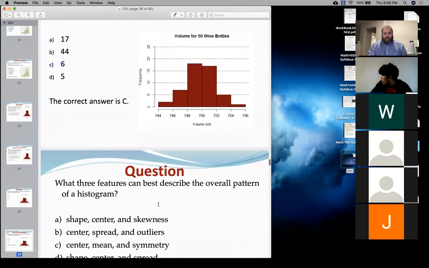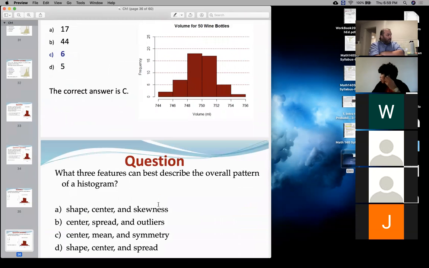So which 3 features can best describe the overall pattern of a histogram? Shape, center, and skewness, center, spread, and outliers, center, mean, and symmetry, or shape, center, and spread. I'm going to type go here, and when I hit enter, you're good to go. 5, 4, 3, 2, 1. Go for it. So I see an A, I see a bunch of D's, I see a few A's, I see a lot of D's from this one person. So the answer is D, shape, center, and spread.